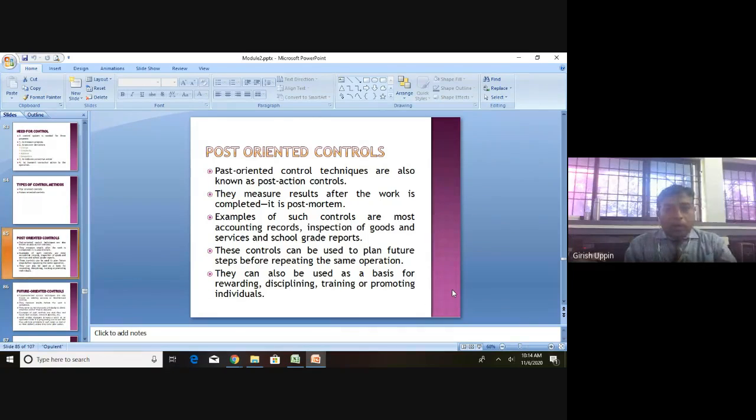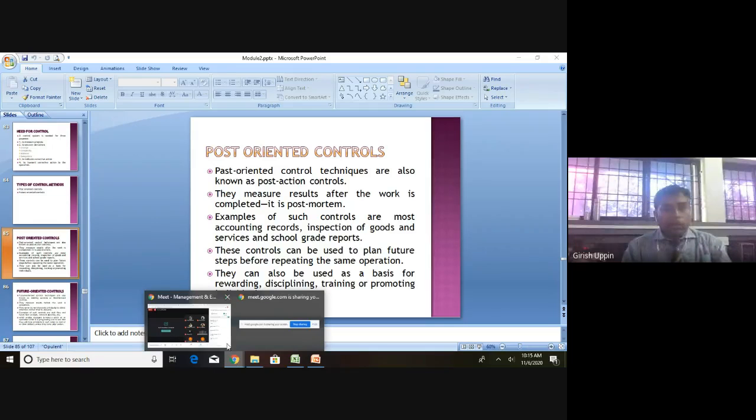They can also be used as a basis for rewarding, disciplining, training, or promoting the individual. So it can be used as a basis for training, based on the output we have. So if the work is done very well, it can be rewarded. And similarly, if there is any issue, it can be used for disciplinary purposes.